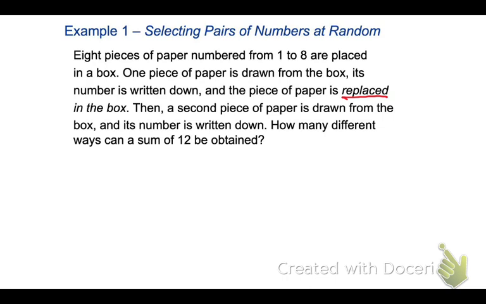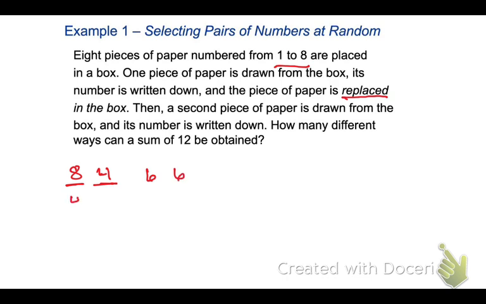A second piece of paper is drawn from the box. The number is written down. How many different ways can I get the sum of 12? So I have numbers 1 through 8, and I'm taking 2 numbers: 8 and 4, 6 and 6.